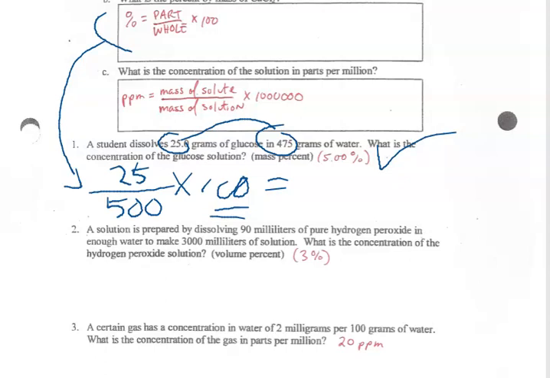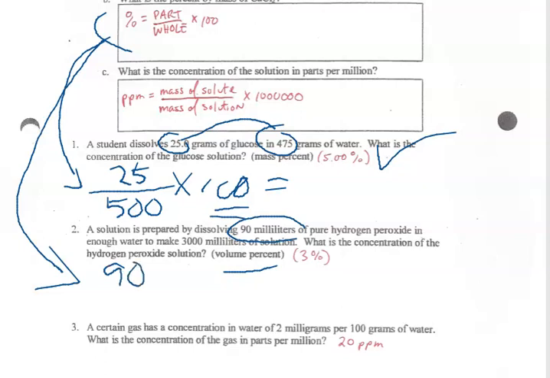For question 2, it's volume percent instead of mass percent, but it is still part over the whole thing times 100. The part being the volume of the solute, which is going to be the 90 milliliters of the hydrogen peroxide. And in this case, now we got 3,000 milliliters of solution that also contains the 90 milliliters of the hydrogen peroxide. This times 100, and you're going to get an answer of 3%.